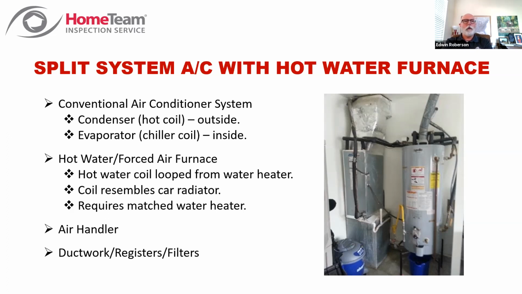But what this system is, is a conventional split system air conditioner. You've got your condenser hot coil outside and your evaporator chiller coil inside, and that's in line in this picture. If you see where the big insulated line comes down out of the ceiling and goes into the lower part of this compartment, inside this compartment is your chiller coil right here. And then the upper part of this box is your hot water coil that you're going to blow air across for your hot water forced air furnace.